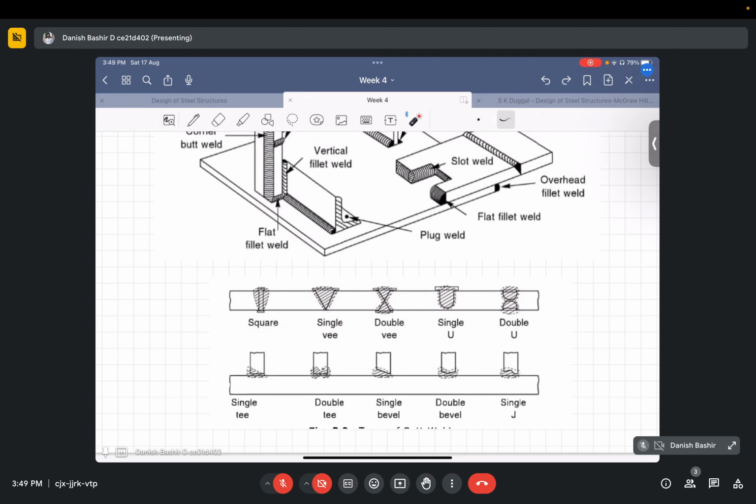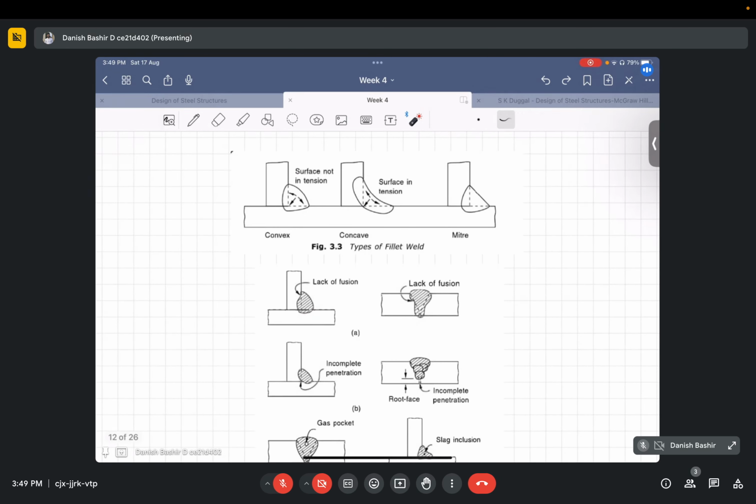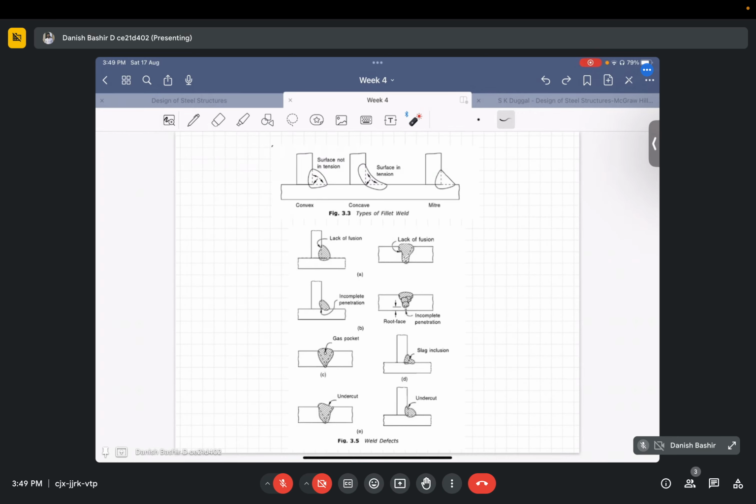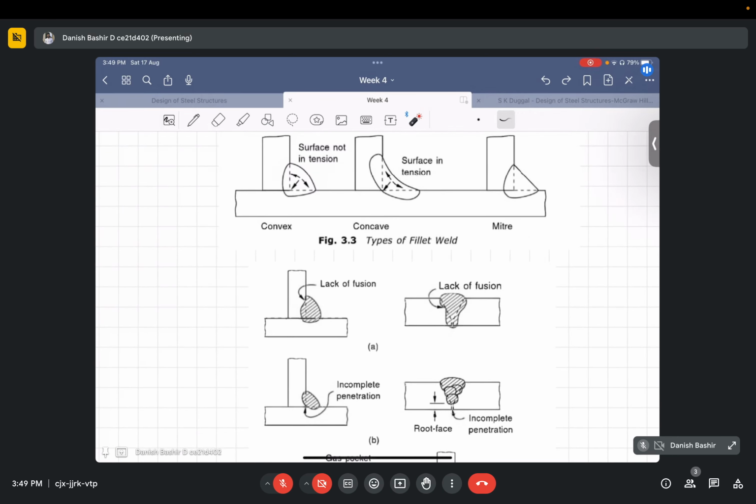And then moving forward, we have types of this fillet weld also. Like I told you, we fill the weld on one side like this. So if this surface is in convex shape, we call it convex fillet weld. Or if this shape is in concave shape, we call it concave fillet weld. Or if it is flat, no convex, no concave, we call it mitre weld. Okay, convex, concave, and this.